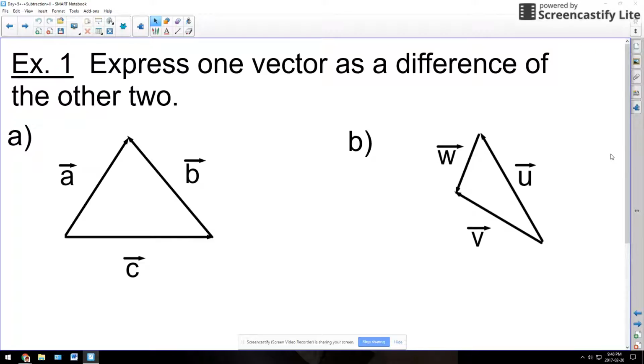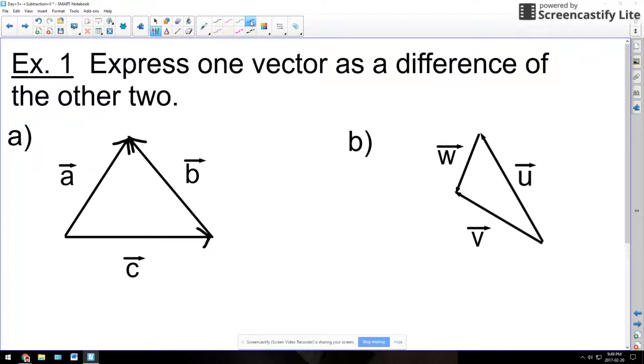basically provides you a diagram of 3 vectors. So looking at this first example, we have vector A bar, vector B bar, and vector C bar. Okay, notice there's also arrowheads pointing in a specific direction here. So if it's hard for you to see, vector A is pointing that way, vector B is pointing that way, and vector C is pointing that way. So the idea is to express one vector as a difference or a subtraction of the other two.